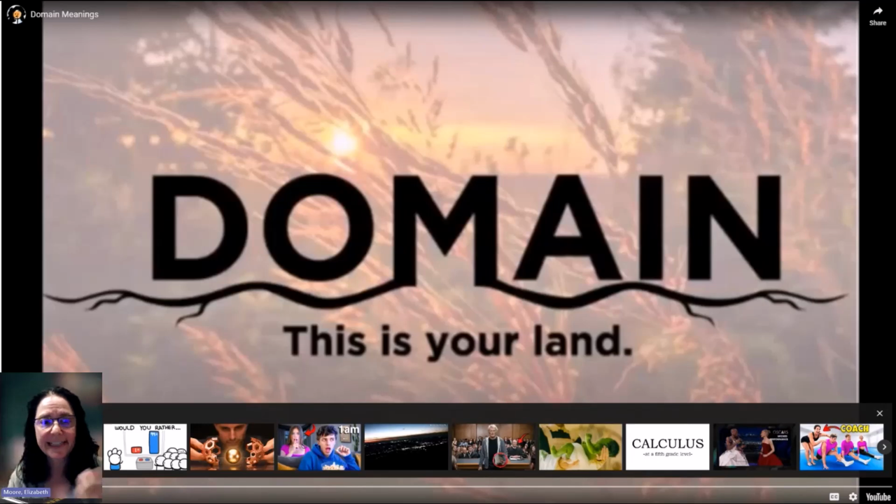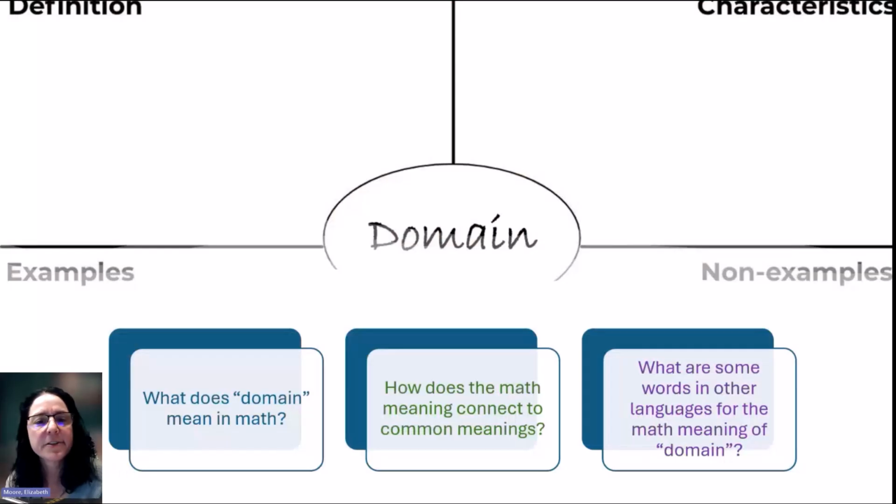Once we've collected some ideas and understanding of how we have heard or used domain in everyday life or in other subjects, then we want to move to thinking about our math term domain. I might ask students, what does domain mean in math? How does the math meaning connect to common meanings? What are some words in other languages for the math meaning of domain?